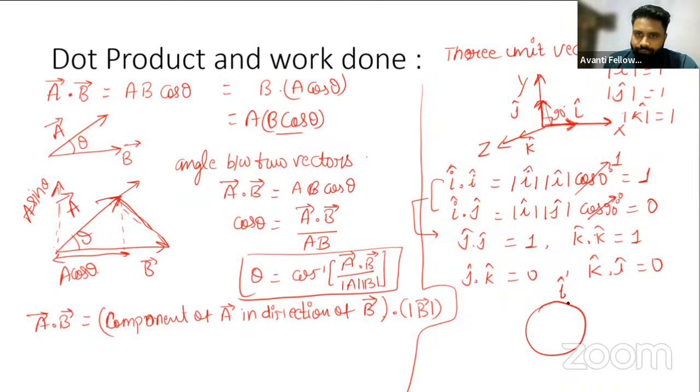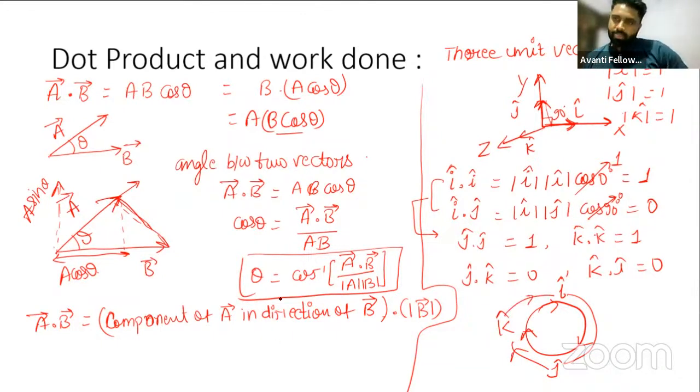You can learn this from this cycle. This is i cap, j cap, and k cap. So i to j, which means i dot j is 0, j dot k is 0, and k dot i is also 0. Got it? Now, this is all the information about the dot product. Now we will see the work done formula.